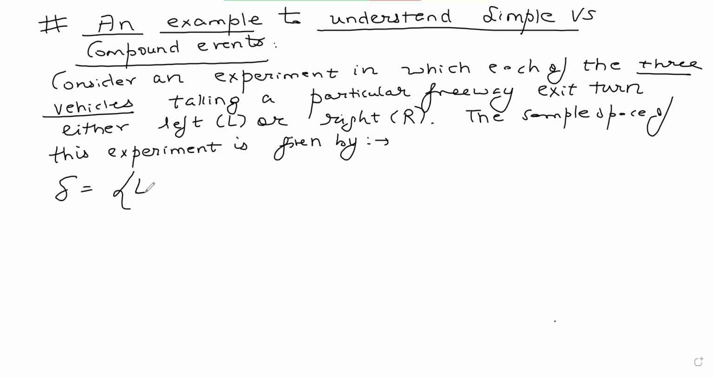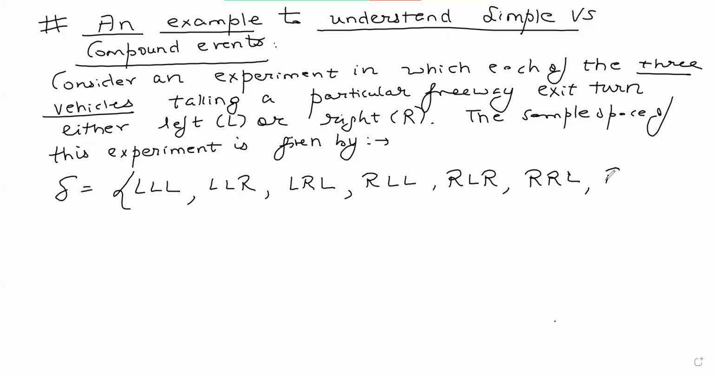One possibility is that all the three vehicles turn left. Another possibility is the first two vehicles turn left, the third one turns right. Another is first one turns left, second one right, third one left. Another is first one turns right, the next two turn left. Another is first one turns right, second one left, third one right. Another possibility is RRL, right, right, left. Another is that first one turns left, but second and third one turn right. And one last possibility is that all the three vehicles turn right.